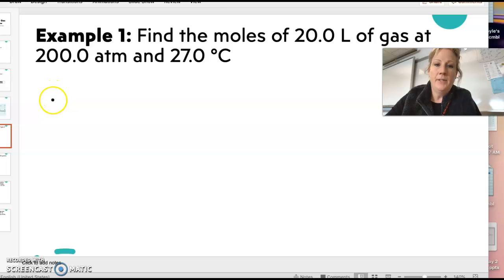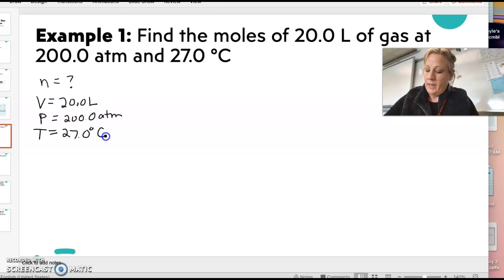So this first one, let's just read it and list what we're given and what we're looking for. So they want us to find the moles, so that would be my unknown. And it's 20 liters, so that's my volume of gas. And it's in the correct unit, so I'm good. The pressure is 200 atmospheres. And then the temperature is 27, which I'm going to convert into Kelvin. So I would add 273 on.